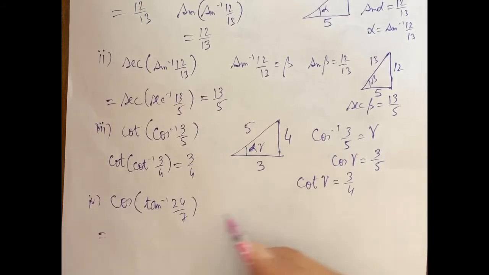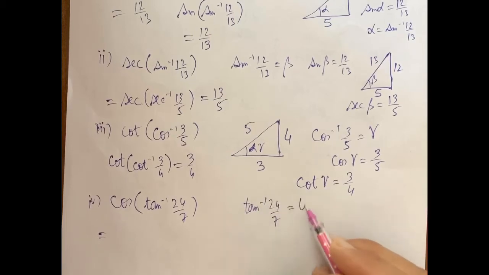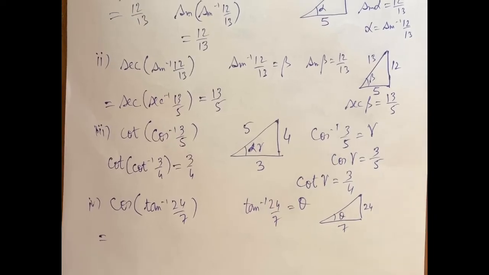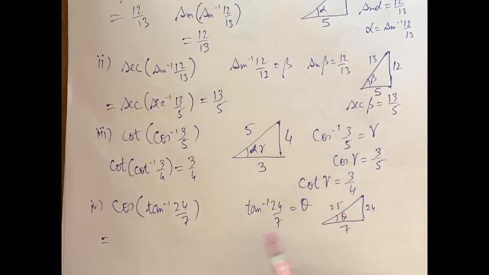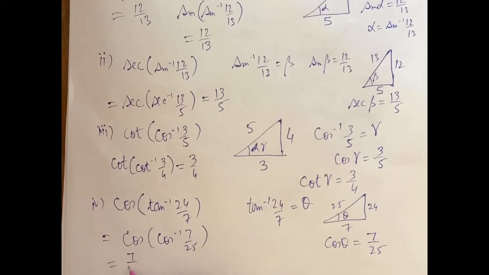Next, we have to find cos of tan inverse 24 by 7. Let's say tan inverse of 24 by 7 is angle theta. So we draw a triangle, this is theta. Tan theta is 24 by 7. So using Pythagoras theorem, this will be 25. Outside we have cos. We find out cos theta. Cos theta is 7 upon 25. So this is cos inverse of 7 by 25, and this is 7 by 25.